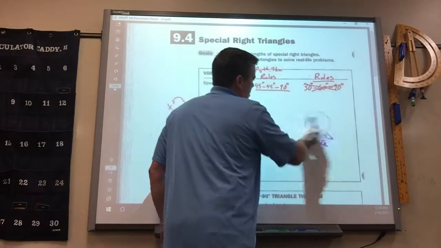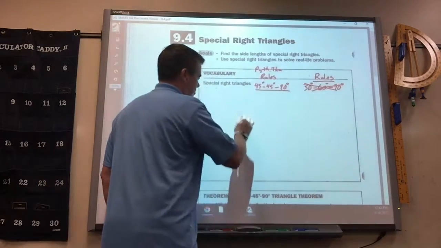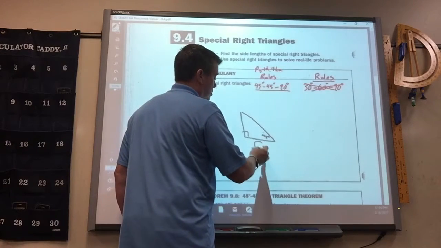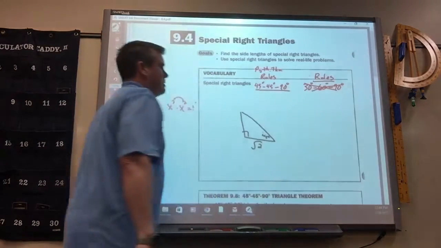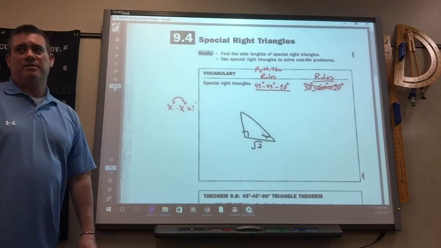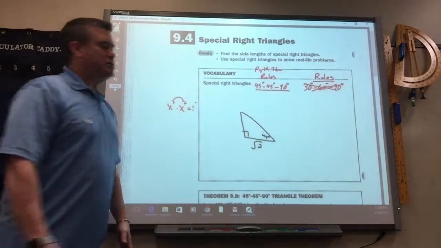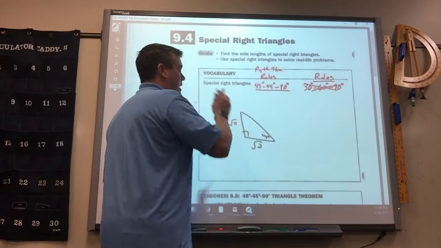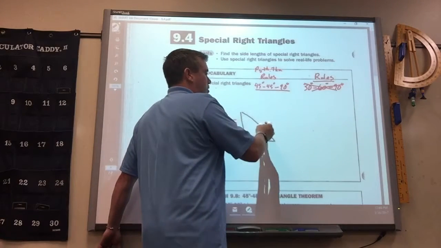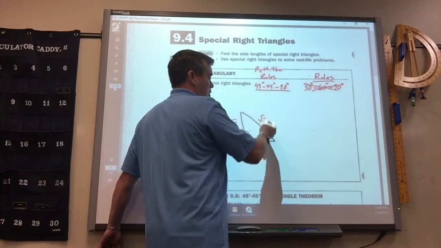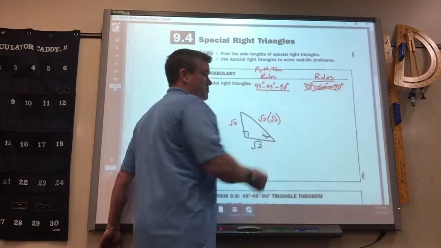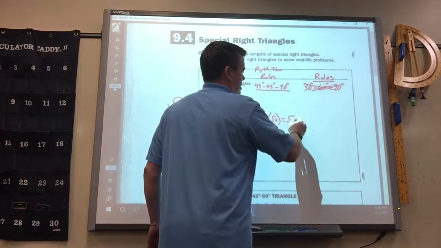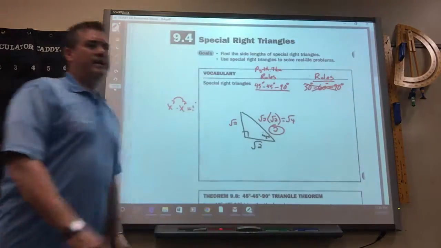Now sometimes they throw in a side that is a square root. If this side is the square root of 2, what's this one? Remember the rule is the hypotenuse is just the leg, which is square root of 2, times the square root of 2. So that's the square root of 4, which is 2. Yay! Yeah, okay.